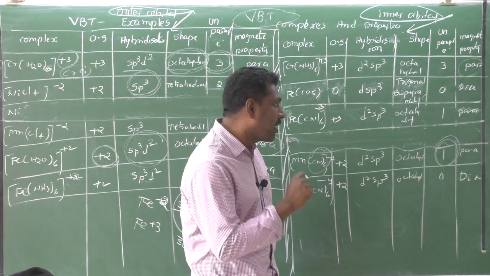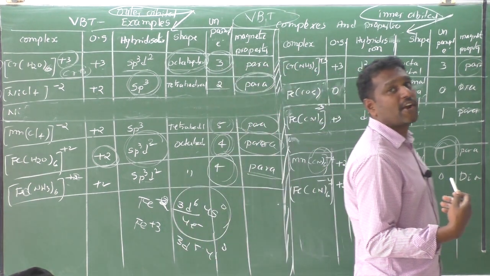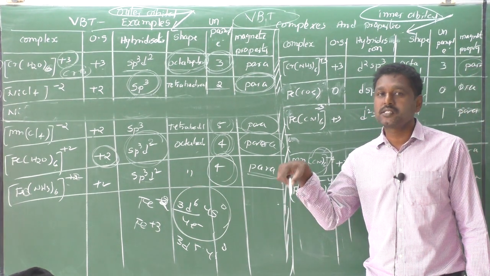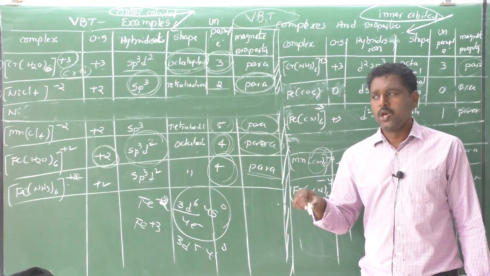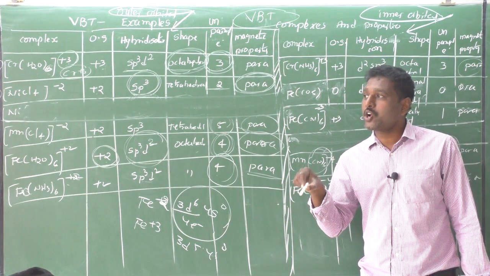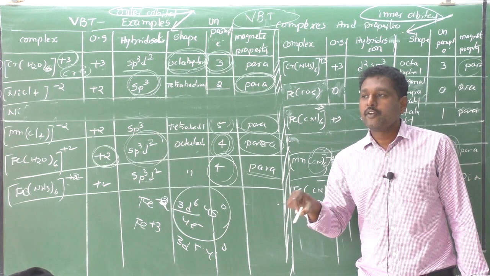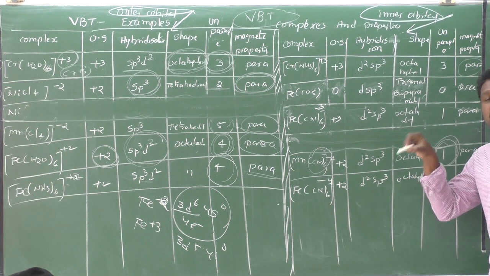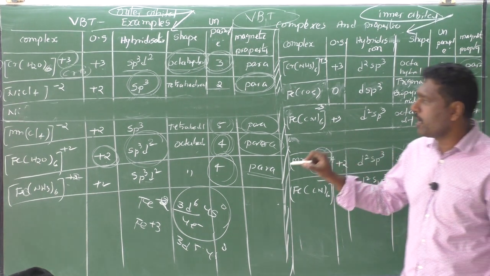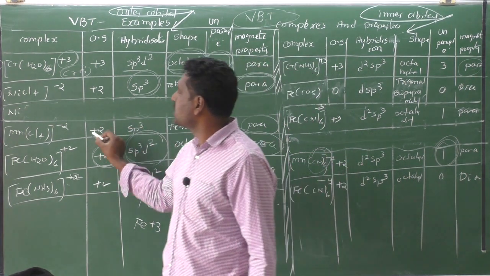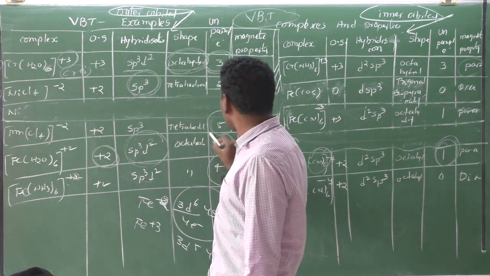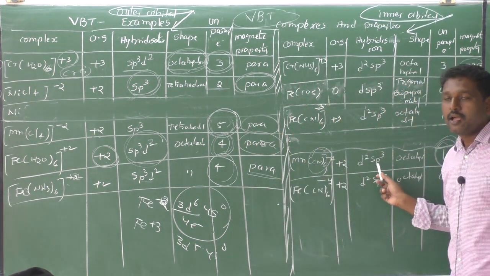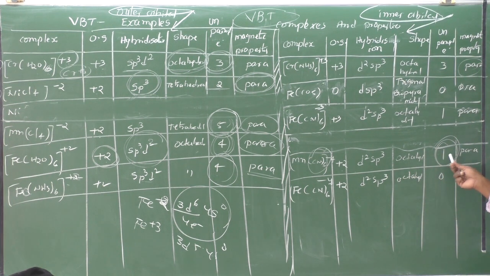Therefore, in case of a strong field ligand, pairing of electrons takes place. They come back to the inner orbital, and the inner d orbital is filled with electrons. That means the number of unpaired electrons decreases. Here, the oxidation state of manganese is plus 2, but the number of unpaired electrons is 5 in one case. In the other, the oxidation state is the same, but the number of unpaired electrons is only 1.